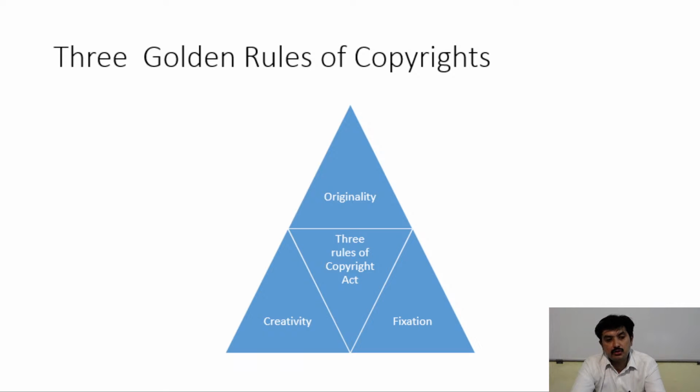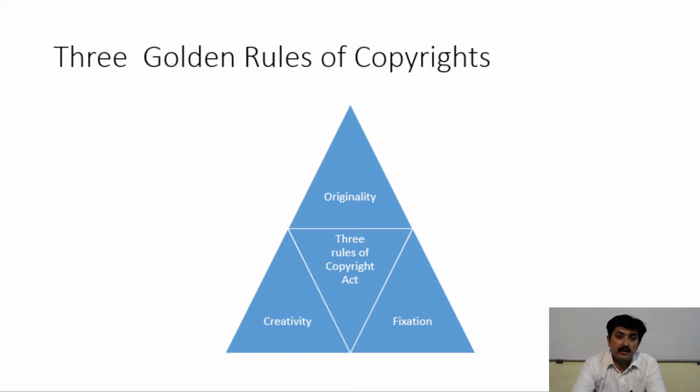When I talk about the first golden rule, which is originality, the Copyrights Act 1957 lays a very strong foundation on originality. It encourages original work, the novel work of the first contributor or of the first author. It can be a story, it can be a research paper, it can be a drama play, it can be an artistic work, it can be anything. The Copyrights Act gives a lot of emphasis on originality, so that is the first golden rule.